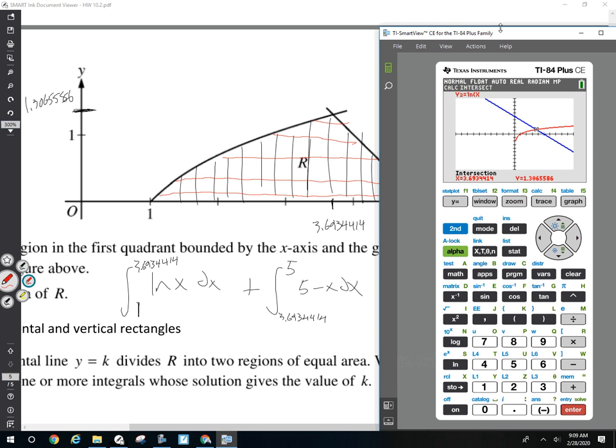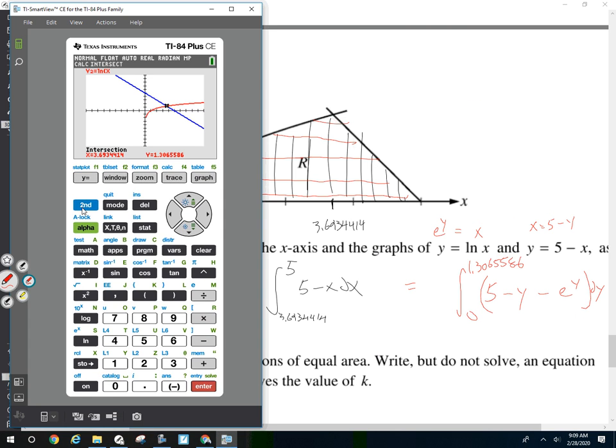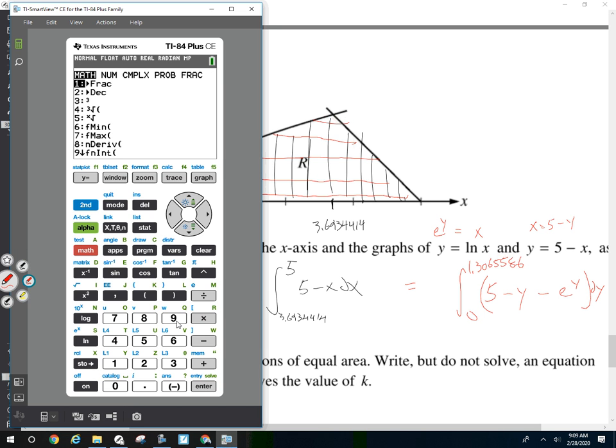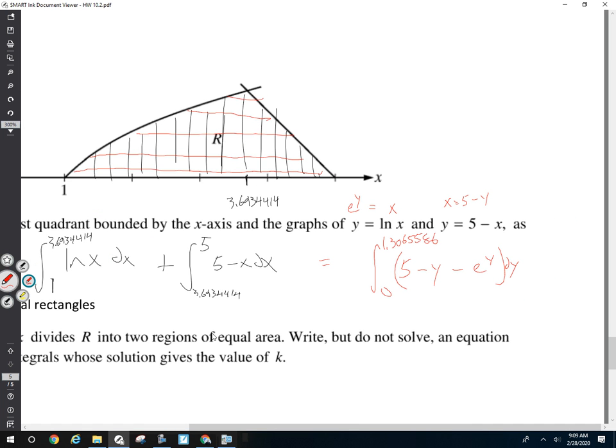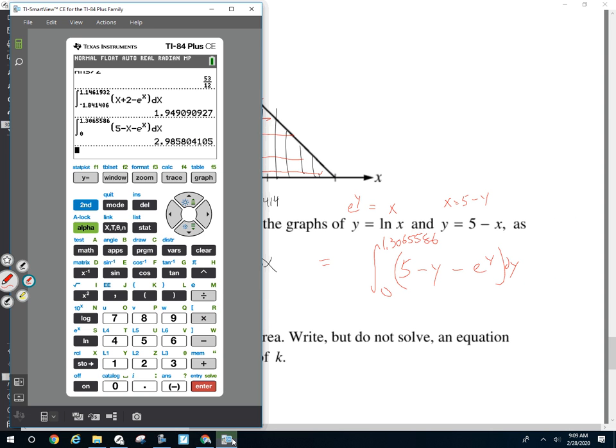I'm going to find that value because I'm going to need it in the future. Second quit, Math 9. 1.306556 of 5 minus y. I use x's minus e to the y. I'll get the same thing if I typed it in the other way. 2.985. We'll keep the entire thing for the next problem.